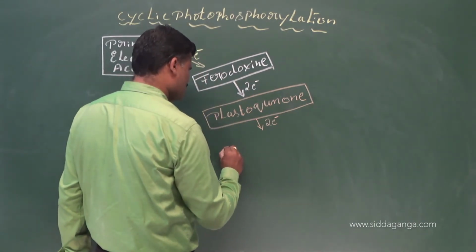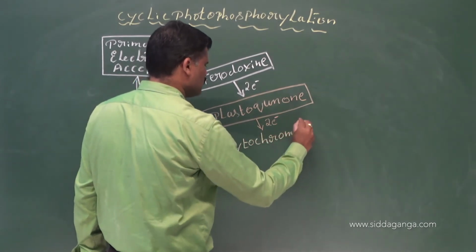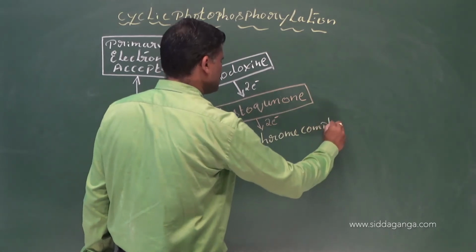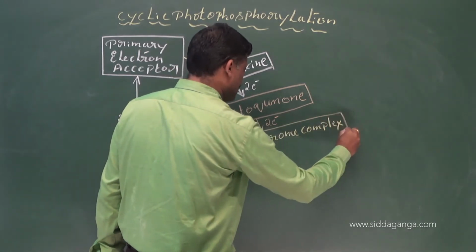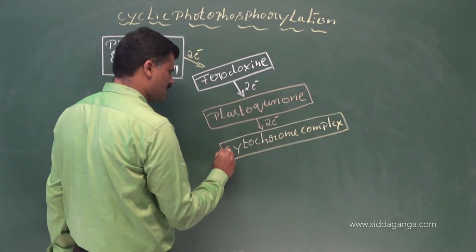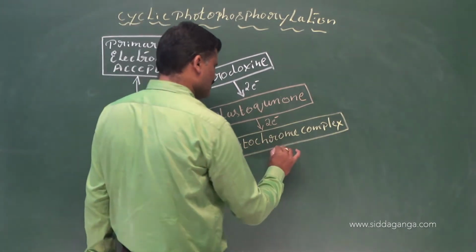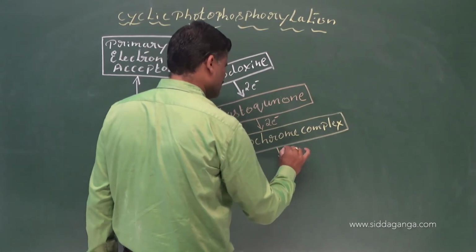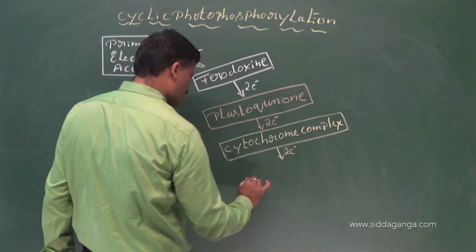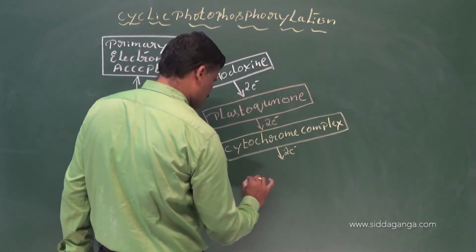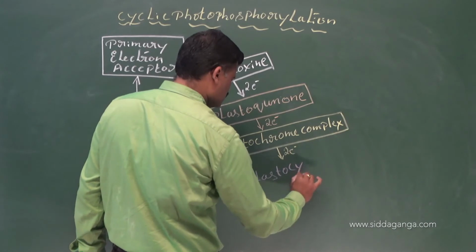carrier called cytochrome complex. Cytochrome complex, after accepting these energy rich electrons, also gets excited and emits the energy rich electron, and it is finally accepted by another electron carrier called plastocyanin.